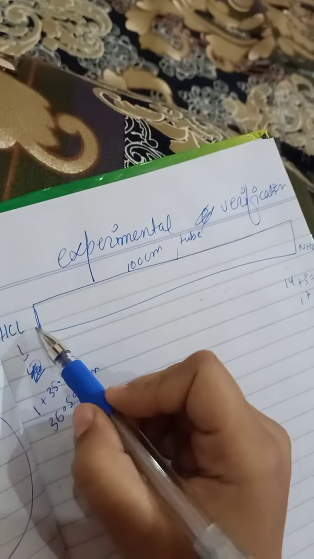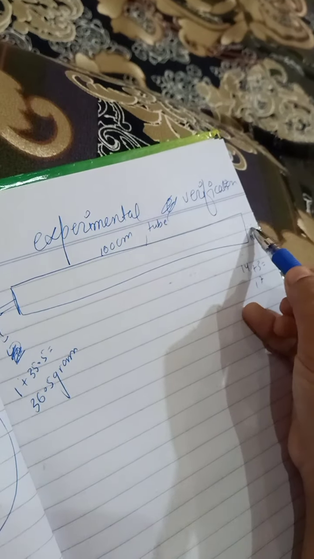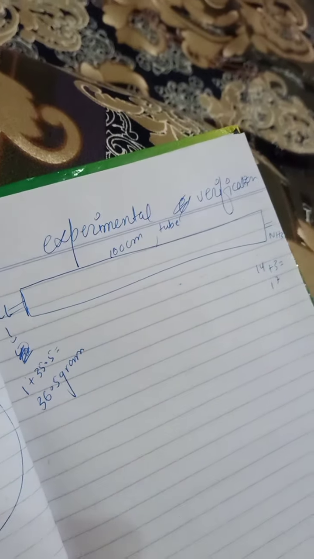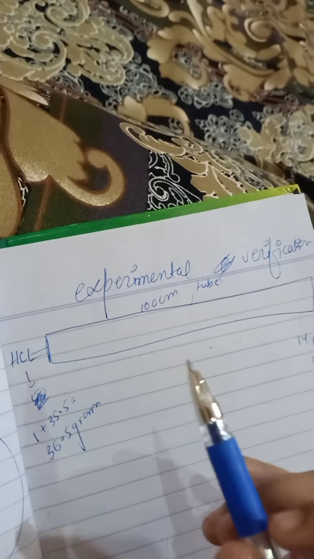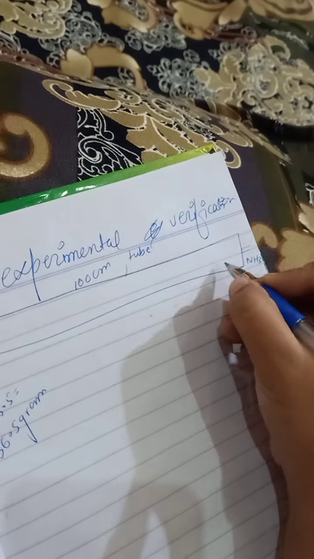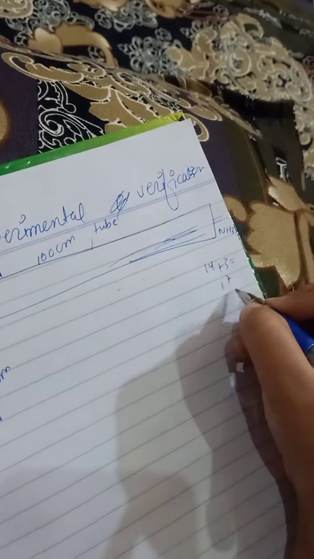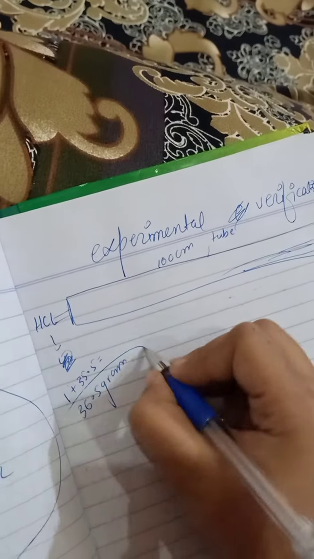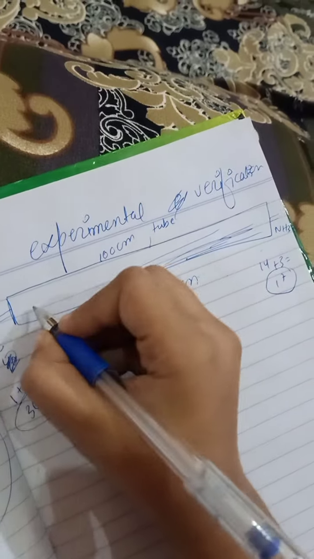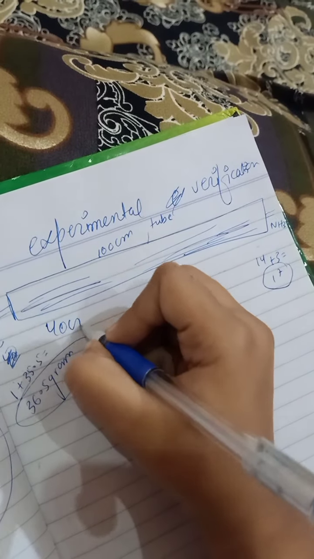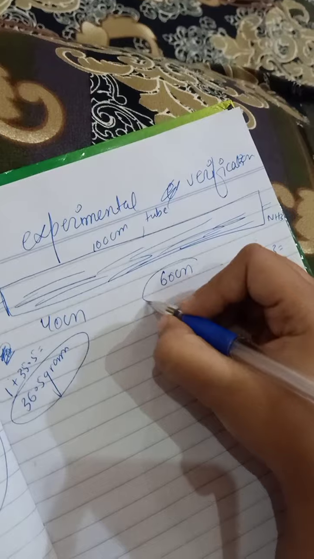If I pass these two gases, which gas will move faster and why? The gas that moves faster will be ammonia, because as you all know, ammonia has less mass as compared to hydrogen chloride. So it has covered 60 centimeters, and hydrogen chloride has covered 40 centimeters. First the ammonia gas will diffuse.